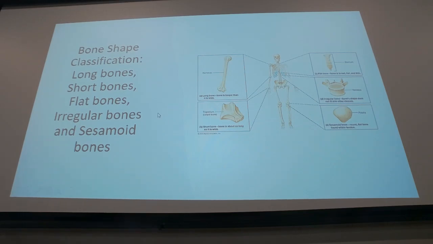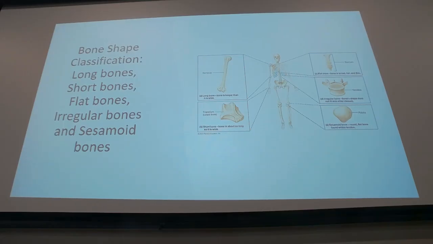Okay, so this is the second part of osseous tissue, which is chapter 6. We already saw in the previous part what the cells of the osseous tissue were, what their function was, and where they are located. Now we're going to see the classification of bones according to their shape.